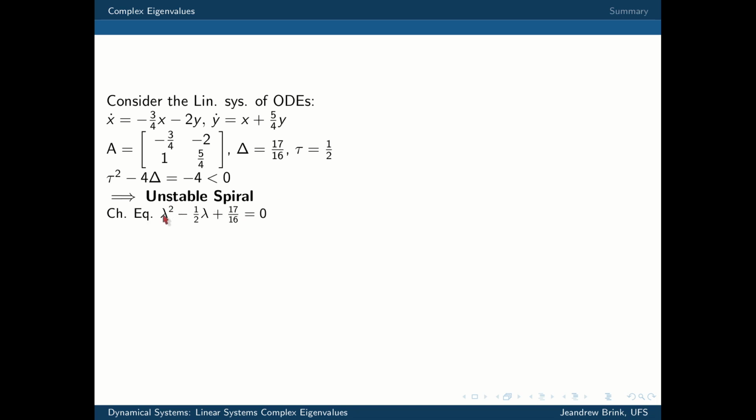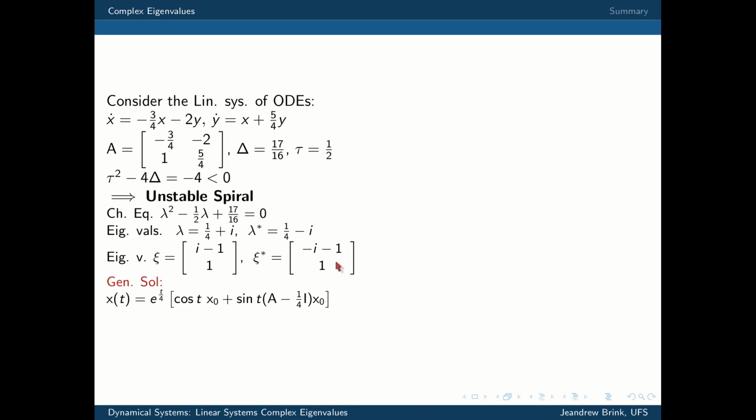And our characteristic equation is simply lambda squared minus half lambda plus 17/16, which has complex eigenvalues. So lambda equals 1/4 plus i, and lambda star equals 1/4 minus i. And then we can once again work out the eigenvectors associated with lambda, and there they are, also complex eigenvectors. And then we can go ahead, and in this case I'm simply going to use the general solution we derived rather than go through the whole linear process that I did in the previous example.